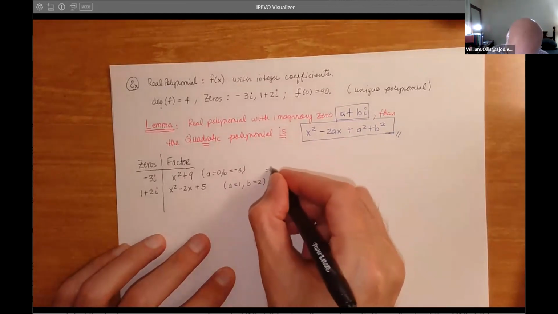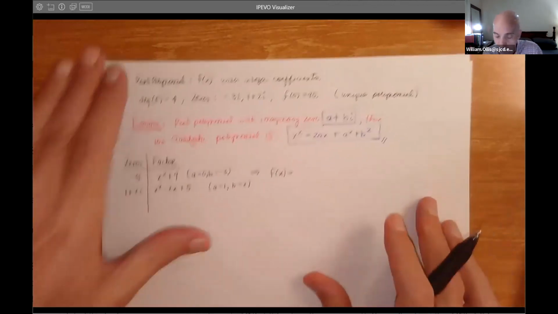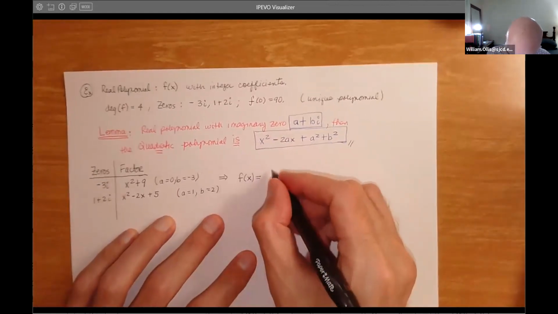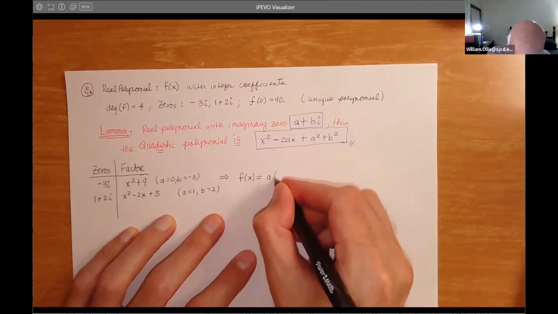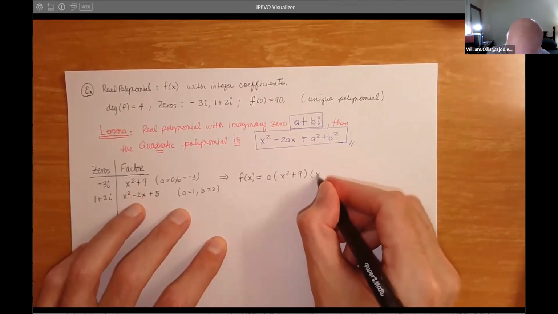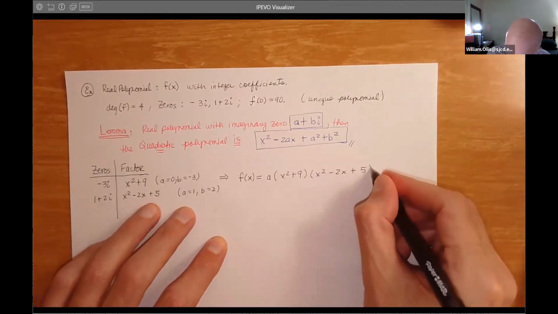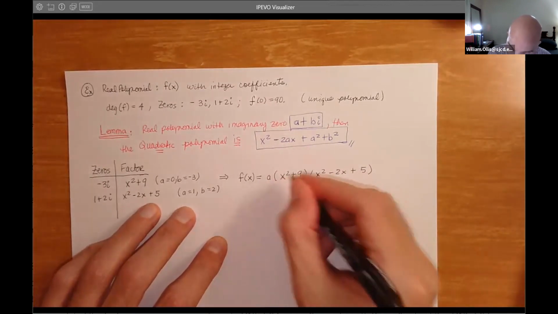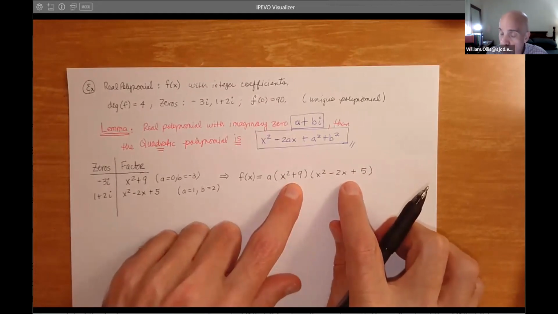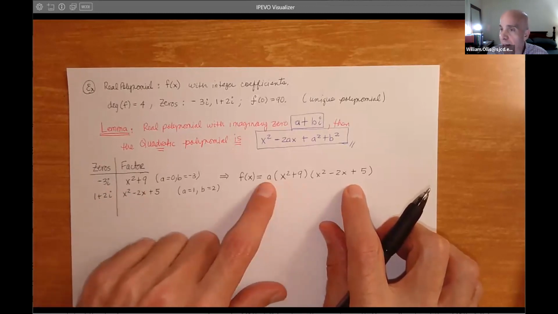So this implies that f of x, our polynomial, again, we're calling it f now. Sometimes I've used the letter p, which is fine. We'll just have the leading coefficient, which will be a, and then we'll have x squared plus 9 times x squared minus 2x plus 5. So remember, by the factor theorem, we can put both of these factors into our polynomial, because if we have this 0, we must have this factor. If we have this 0, we must have this factor. So we've got this, but then we've got that leading coefficient that we always have by complete linearization, the fundamental theorem of algebra.